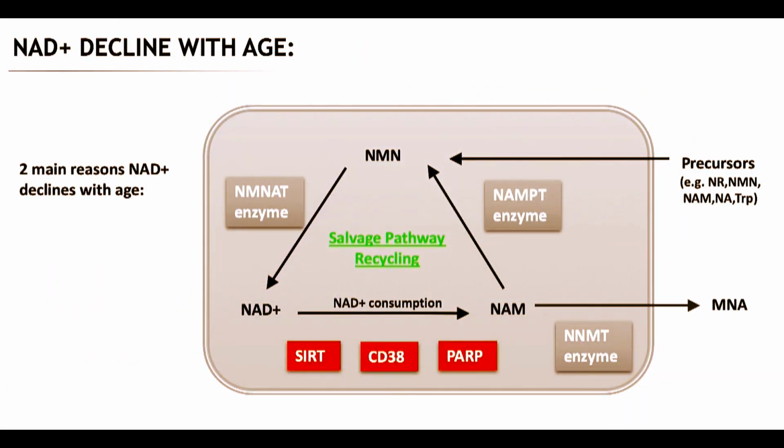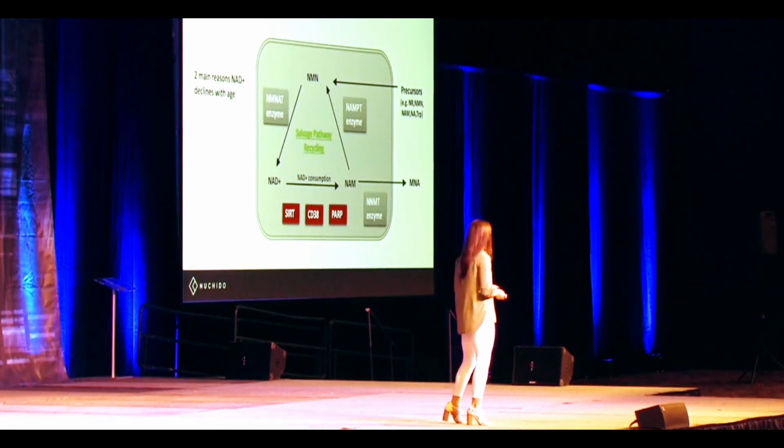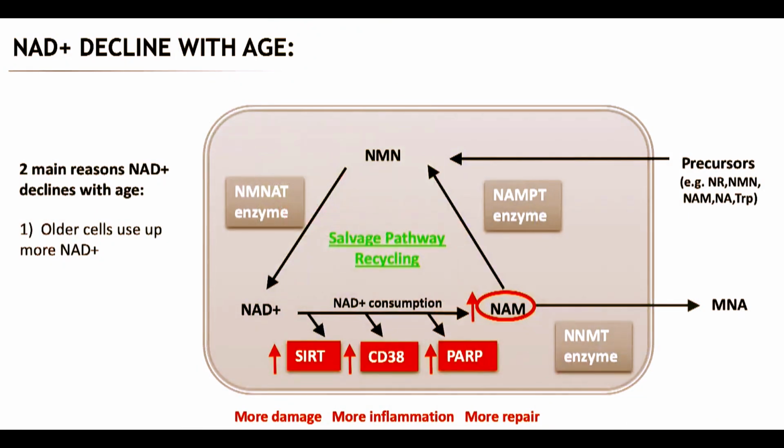So what goes wrong in our cells as we get older? Why does it actually start to go down? Well, there's two main reasons for this. And the first reason is basically that older cells just simply use up more NAD. They have got more damage in them, they've got more inflammation, they just need more repair. So all of those repair and maintenance pathways that I showed you before are basically switched on full, and your cell's just using up NAD like there's no tomorrow.